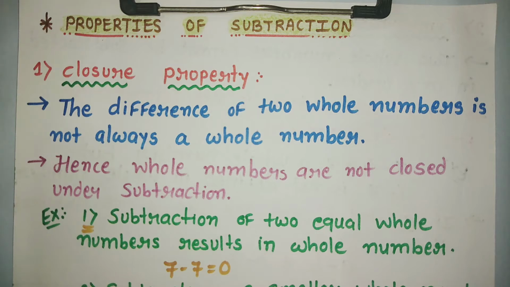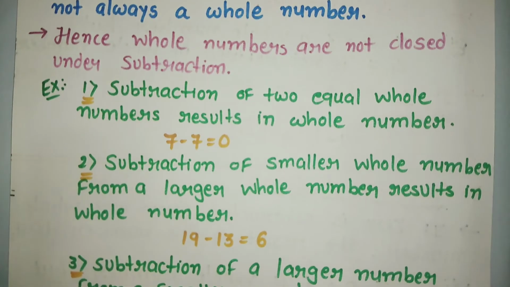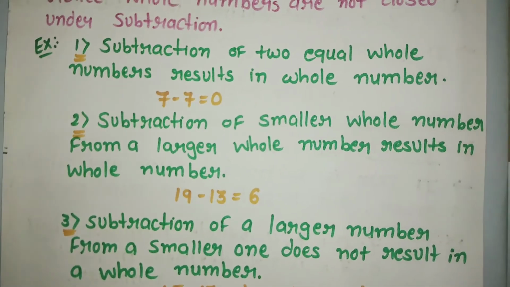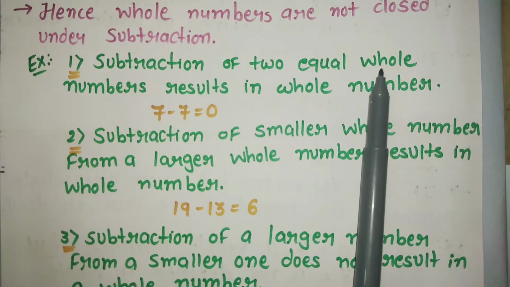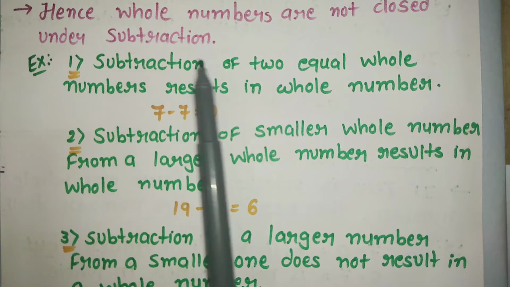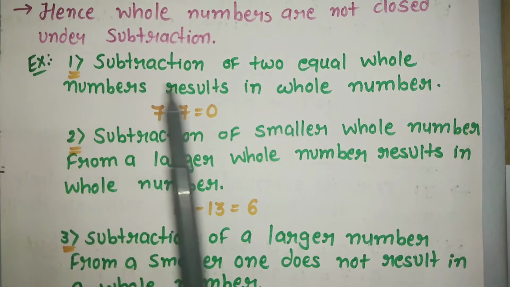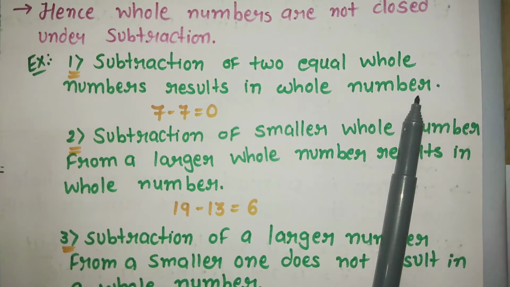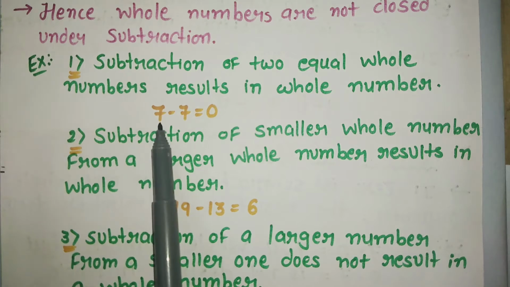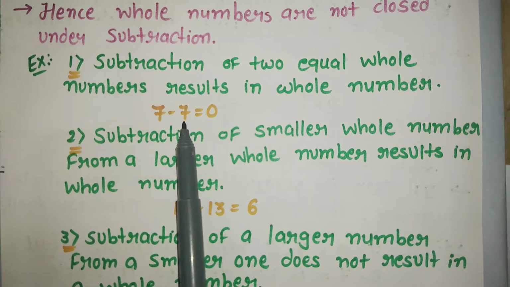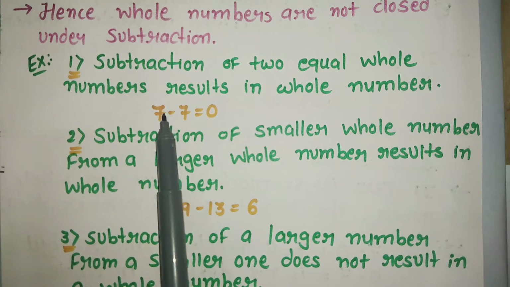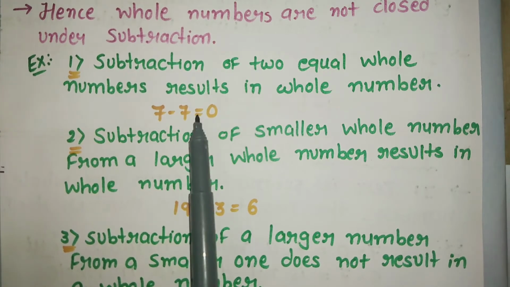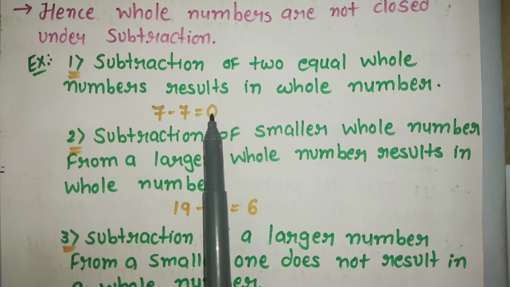So first, here three examples are given, three cases. First is subtraction of two equal whole numbers. Subtraction of two equal whole numbers results in a whole number. Means 7 is a whole number, 7 is a whole number. Subtraction of two equal whole numbers is 0. So 0 is a whole number.